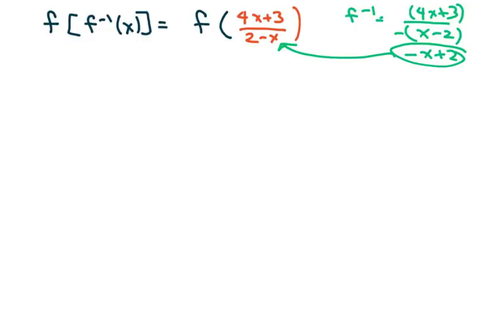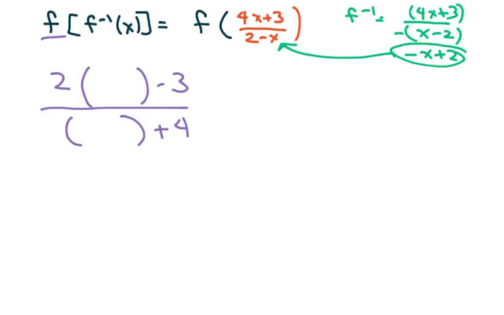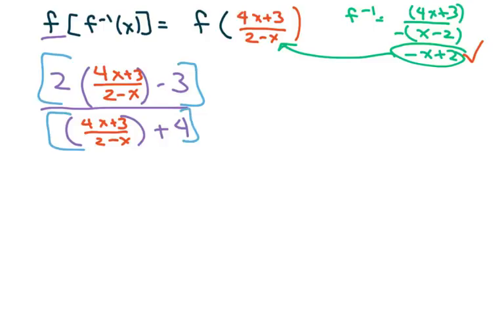It just makes it easier when you're trying to compose. Okay, so now that we got that, now I'm going to write down my outer function, which is 2 times x minus 3 over x plus 4. And I'm going to input my inverse, inner function, 4x plus 3 over 2 minus x. See how doing this little trick helps us out? Now all I'm going to do is clear the fractions by multiplying both the numerator and the denominator by 2 minus x.